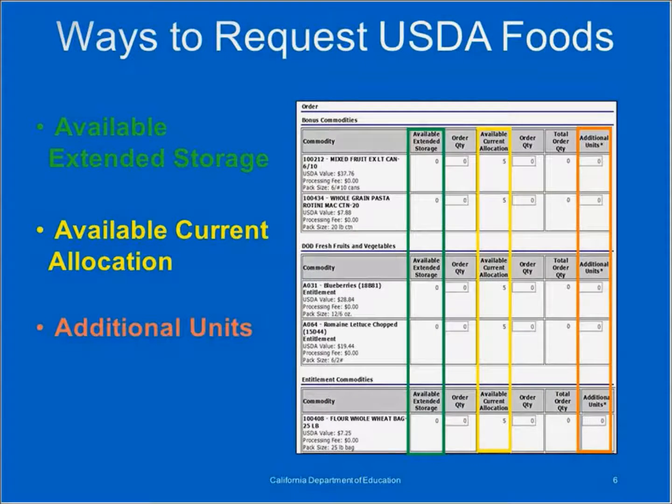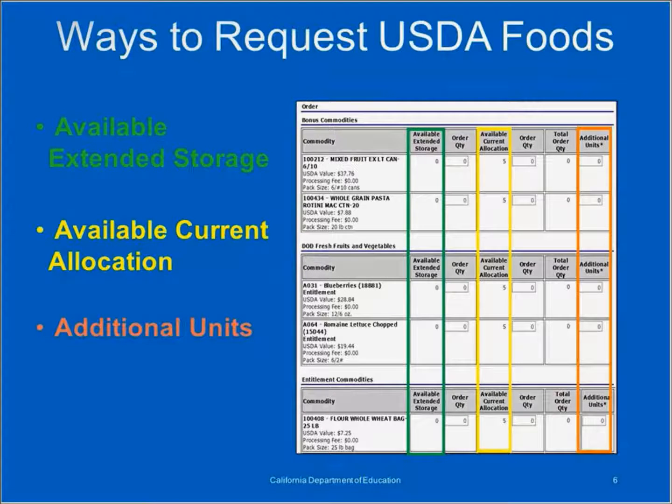There are 3 ways to request USDA foods from the state distribution centers using CNIPS. Our state co-op agencies have the option to store their USDA foods in extended storage at the state distribution center. In the column highlighted in green are the units available to order as needed. The column highlighted in yellow are the available units that are being offered to allocation agencies.